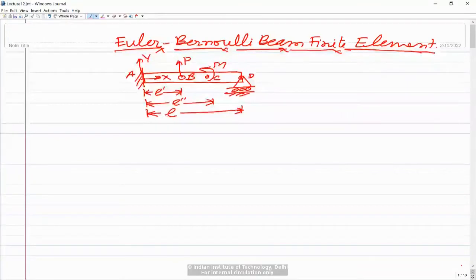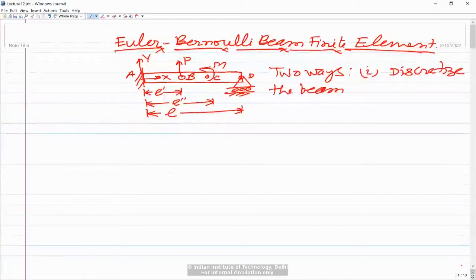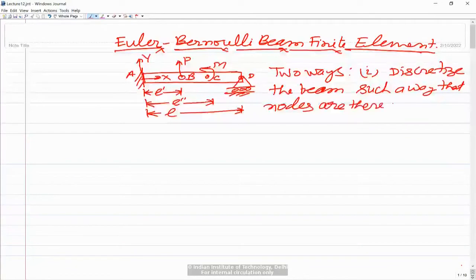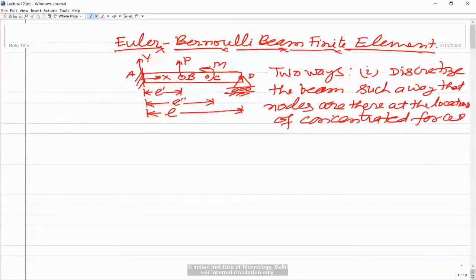For solving this problem, let me write that there are two ways. One is to discretize the beam in such a way that nodes are there at the locations of concentrated forces and moments. Discretize means divide it into a number of elements. So that's the first way.